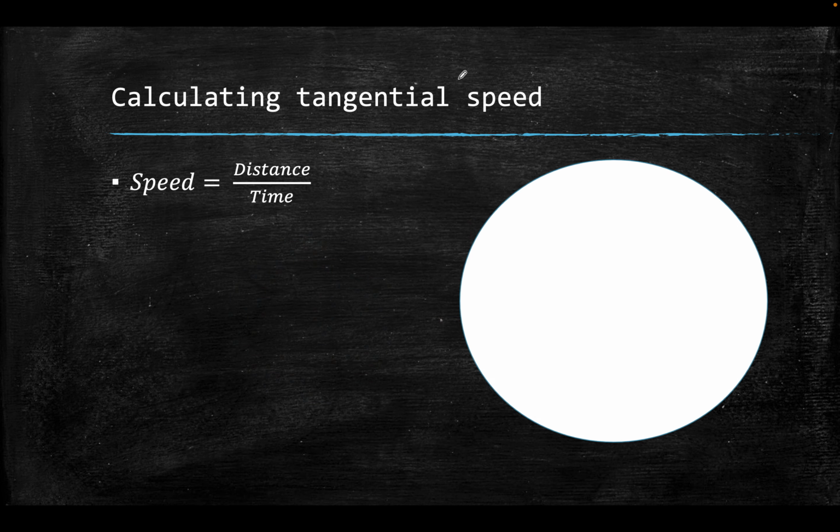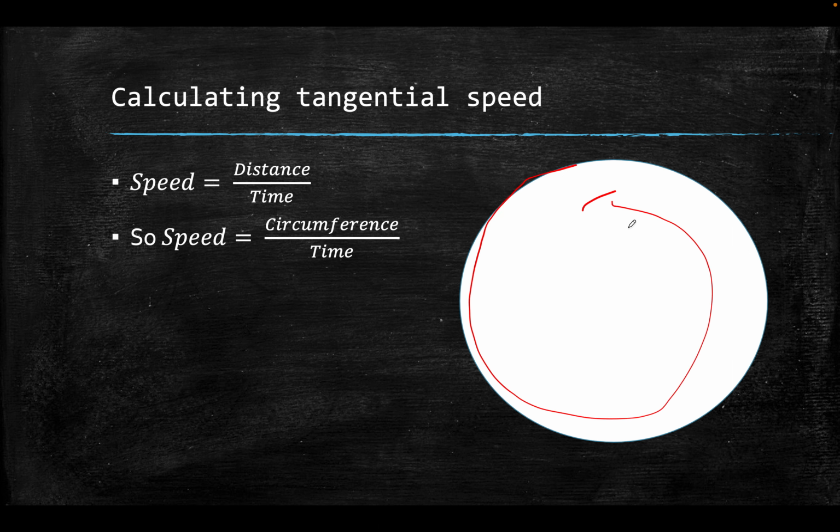So if you want to define the tangential speed, well, we know it's distance divided by time. And if it's a circle, we will do the circumference divided by time. And if you know a bit of math, you know the circumference will be 2 pi r divided by time, or pi d. But we will use v equals 2 pi r divided by time. This is the first formula you will need. This will help you find the speed.